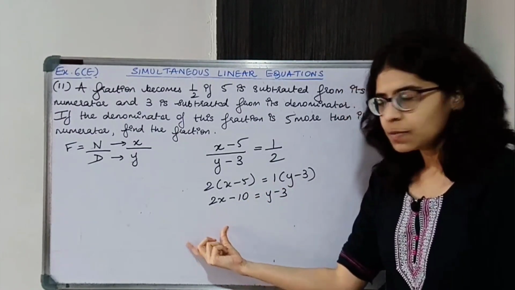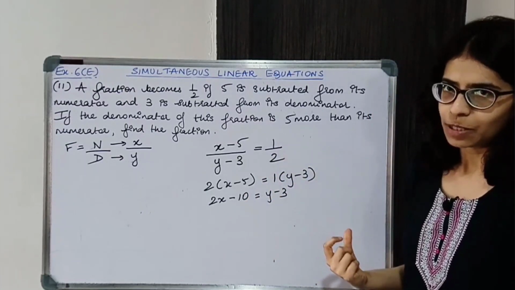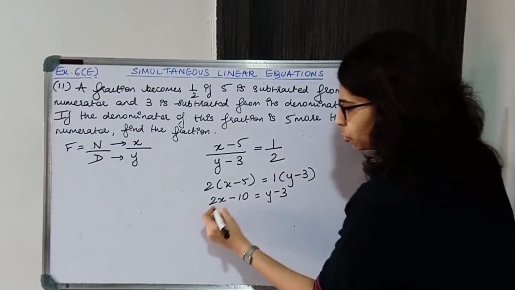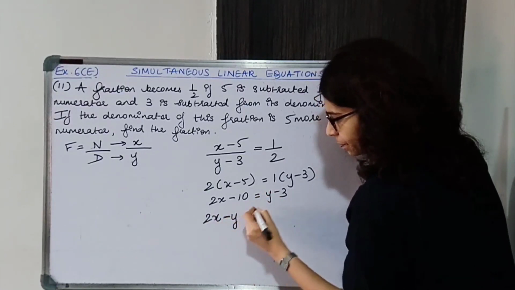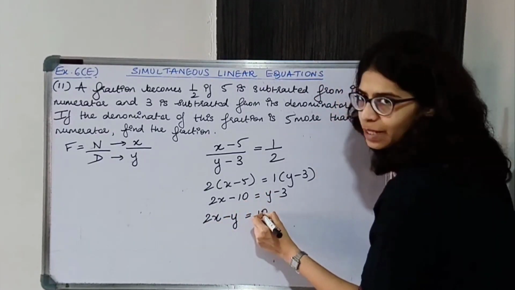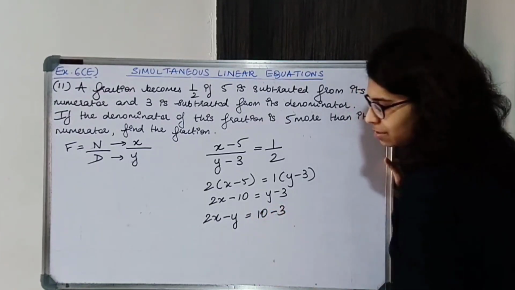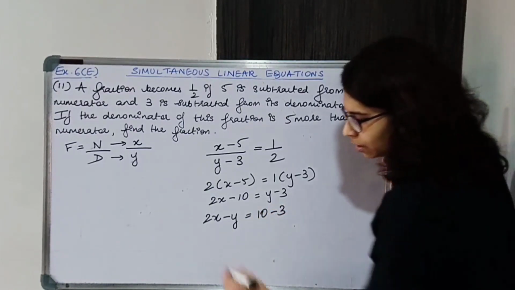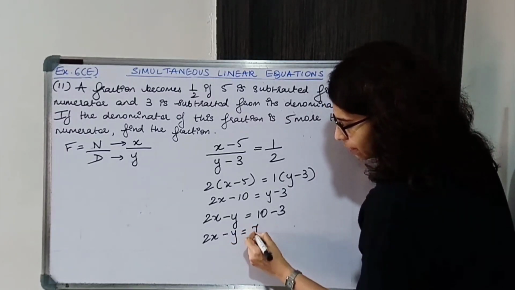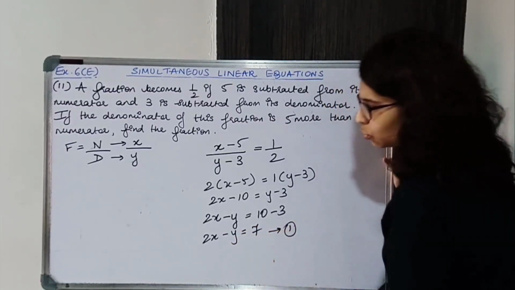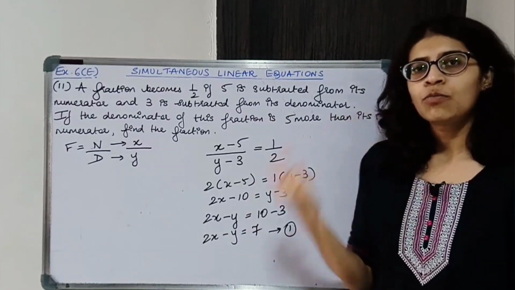Variables in LHS, numbers in RHS. Okay. So 2x as it is, y will shift over here. 10 को यहाँ पे शिफ्ट करेंगे तो प्लस 10 हो जाएगा and 3 as it is minus 3. Okay, so 2x minus y is equal to 7. This is the first equation. We need one more equation.